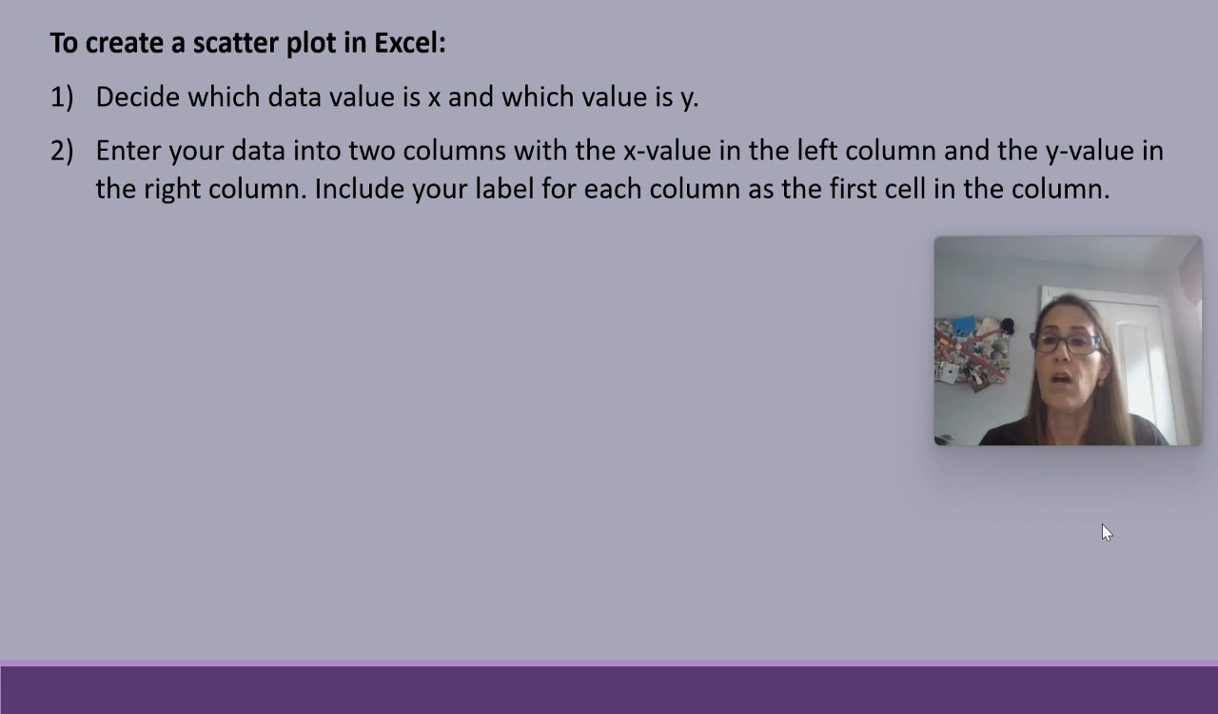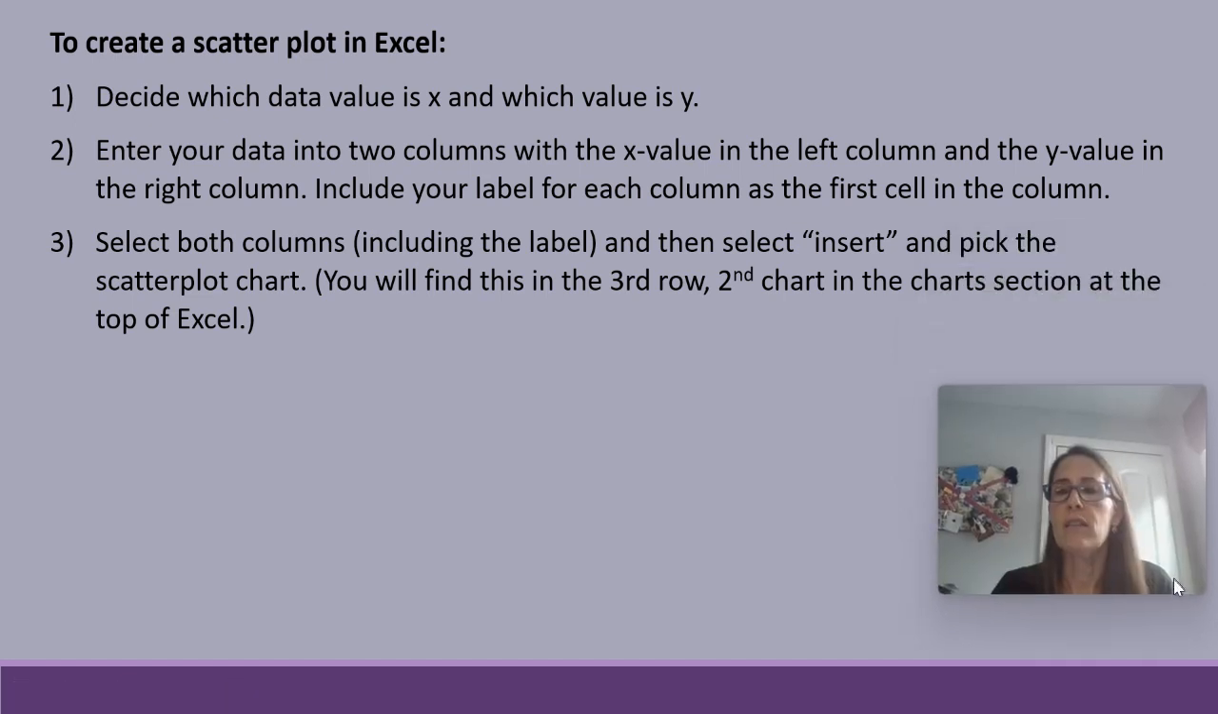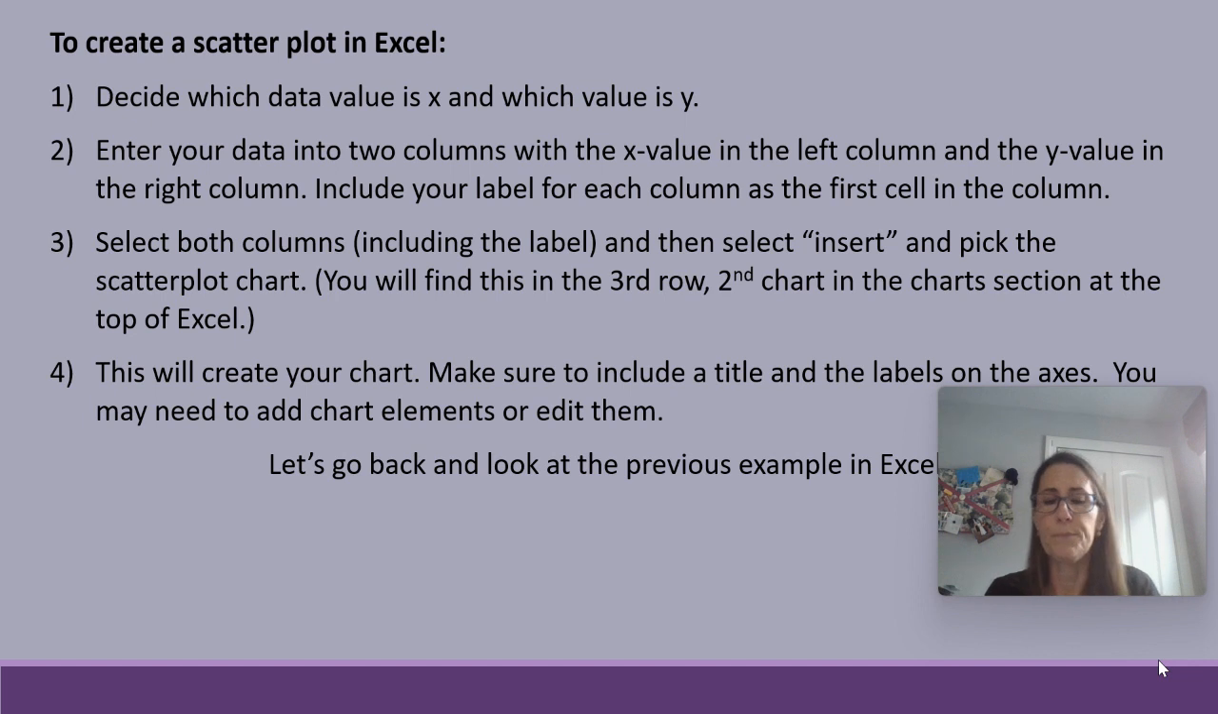Include your label for each column as the first cell in your column, otherwise Excel will assume that first one is data. Then select both columns, including the label, click Insert, and pick the scatter plot chart. It's like the third row, second chart in the chart section at the top of Excel. I'll show you which one it is. That's going to create the chart. Make sure you change your title so it looks like you want, and add the labels to your axes. You may need to add chart elements or edit them to look like you want them to.